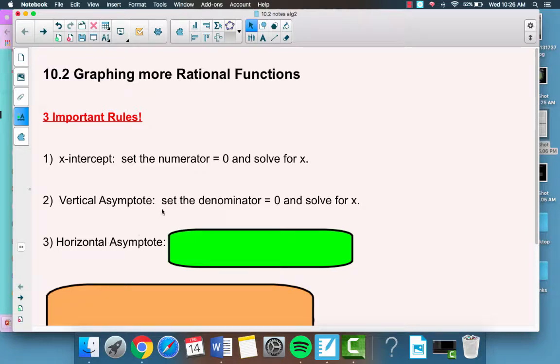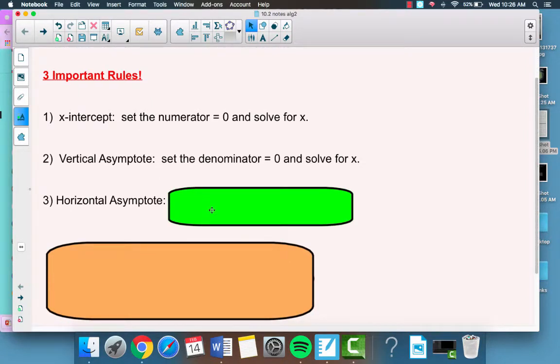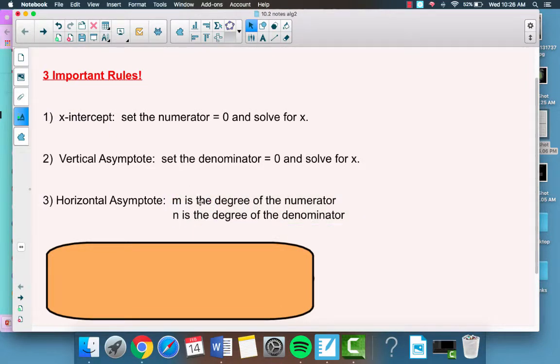And then the more complex part of this section is the horizontal asymptote. So you have to look at two things in order to find the horizontal asymptote. You have to look at the degree of the top, which is m, and then the degree of the denominator, which is n. And m and n are just letters they give. The letters really aren't as important. But there's three main rules when you're looking at the degree of the top versus the degree of the bottom. And you want to write these down.